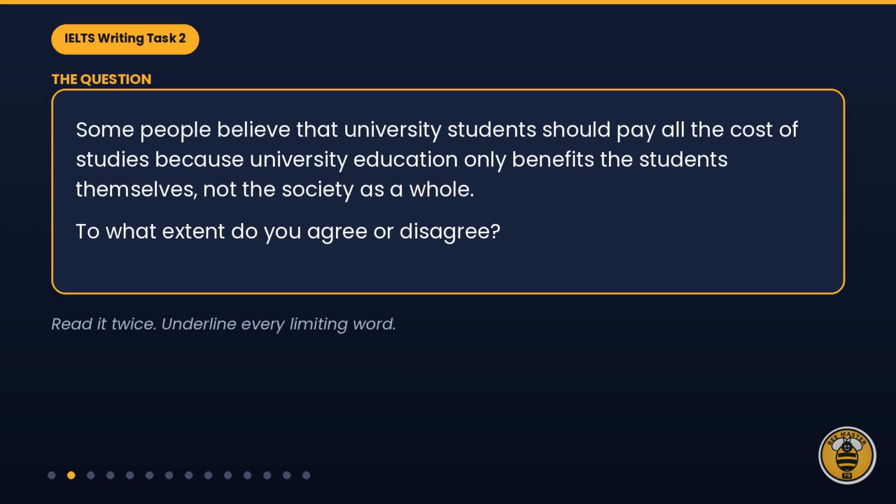Here is the question. Some people believe that university students should pay all the cost of studies because university education only benefits the students themselves, not the society as a whole. To what extent do you agree or disagree? Read it twice before you write anything.